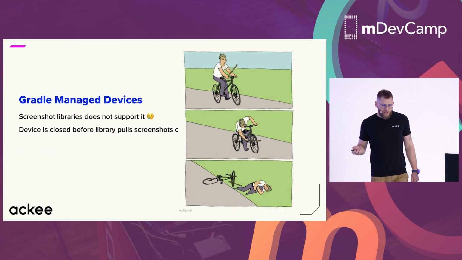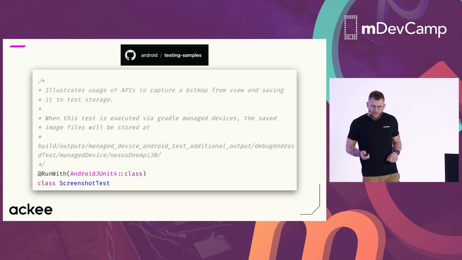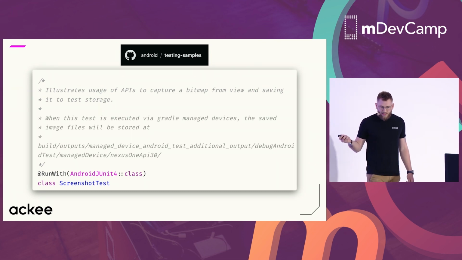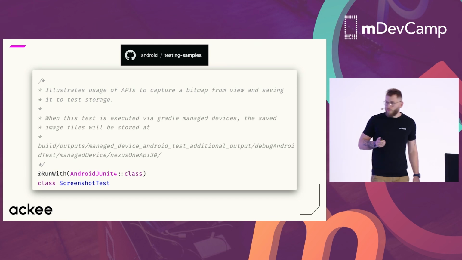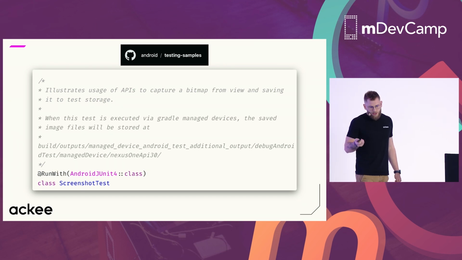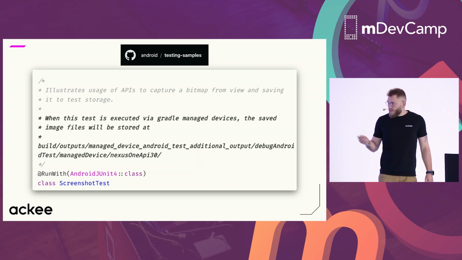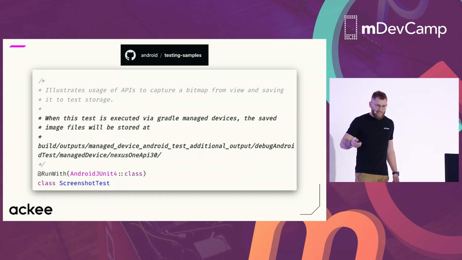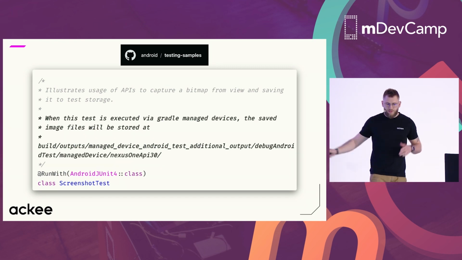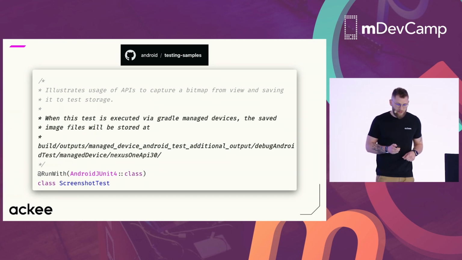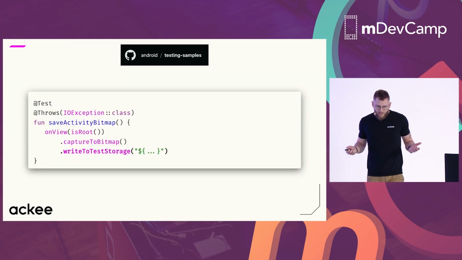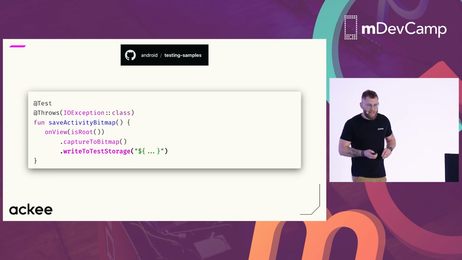But after my frustration ended, I searched the internet a little bit deeper, and I found in the testing samples repository on the official Android GitHub a test called screenshot test, which is exactly what I was searching for. In the documentation of this test, they say that when this test is executed via Gradle Managed Devices, the saved images are stored in some deep folder in the build folder. And if I looked at the implementation, they just call something similar to what I already did, a method write to test storage.